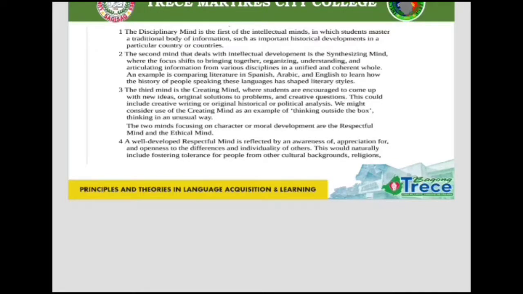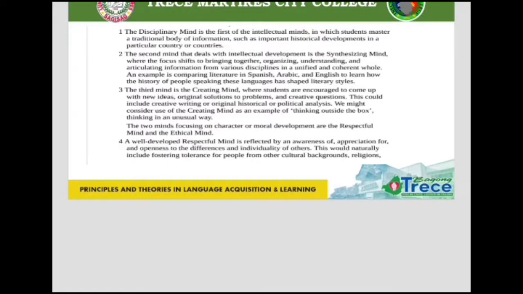So students encounter new ideas na makakatulong sa pag-solve ng problems, and they could make creative writing as well as pag-analyze ng mga historical or political things. We could say their thinking becomes more unusual and even wide in society's issues. Fourth is a well-developed, respectful mind, reflected by an awareness of, appreciation for, and openness to the difference and individuality of others. So, sa pagtanggap sa pagkakaiba-iba ng mga individual, and also acceptance and respect sa cultural backgrounds, religions, and also sa kinalakihan ng bawat isa. Maging yung identity ng bawat estudyante ay kailangan maging open-minded sila.